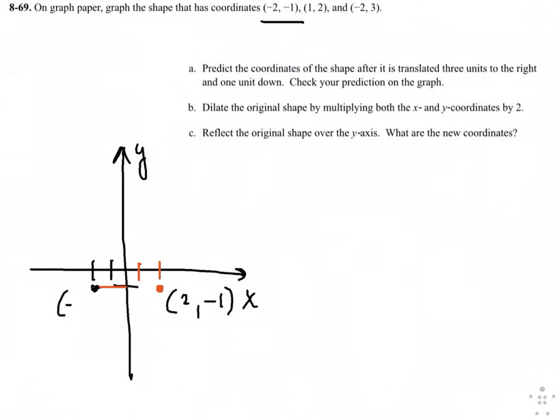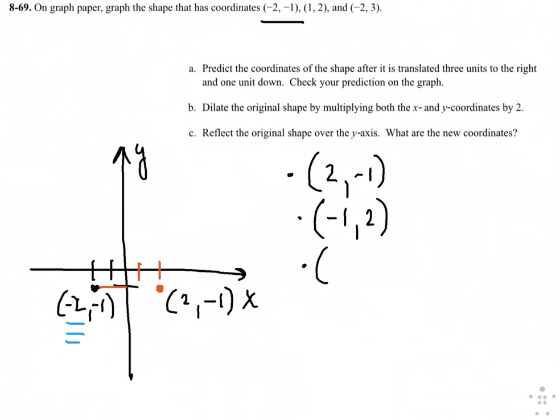And we were at negative 2, negative 1. What we really are doing is taking the opposite of the x coordinate when we reflect over the y-axis. So I can quickly see, for the first point, it's 2, negative 1. And then without even graphing the rest, the 1, 2, we're going to make it negative 1, 2, because, again, we're taking the opposite of the x value. And for the last one, it's negative 2, 3, and it becomes 2, 3, because, again, we're taking the opposite of the x value.